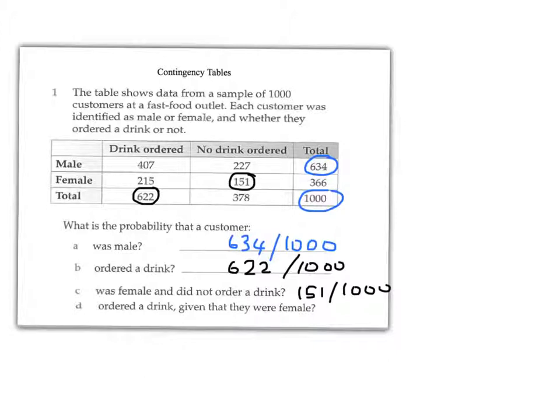What's the probability that a customer ordered a drink given that they were female? So in this case, I'm only looking at the females. Given that they're a female, so we're just looking at that row, and they ordered a drink. So it's 215 out of a possible 366.